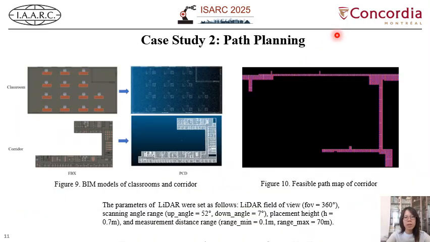After obtaining the assessment result, we did the path planning using different case studies. First we need to convert the beam model to FBX and then to PCD, which is in point cloud format. The beam model that we chose is an entire floor with classrooms and corridors. We calculated the feasible map for the corridor, and then you can set up the LiDAR parameters according to the LiDAR that you selected. We set ours up in this way.